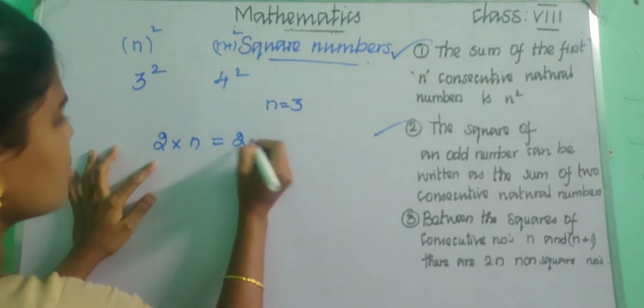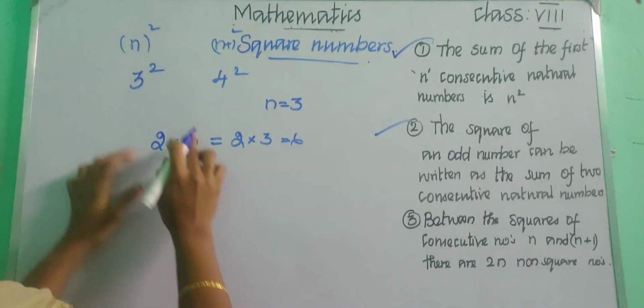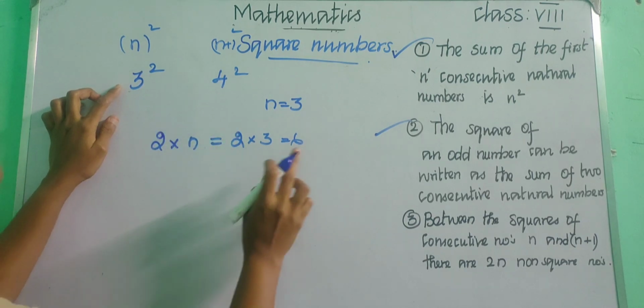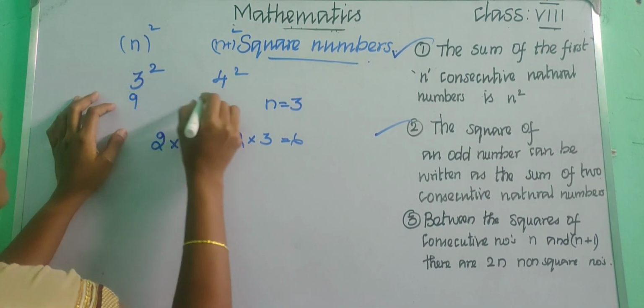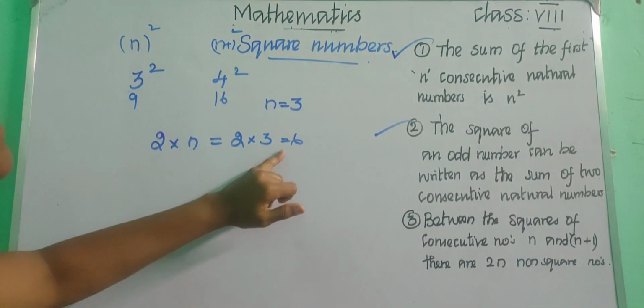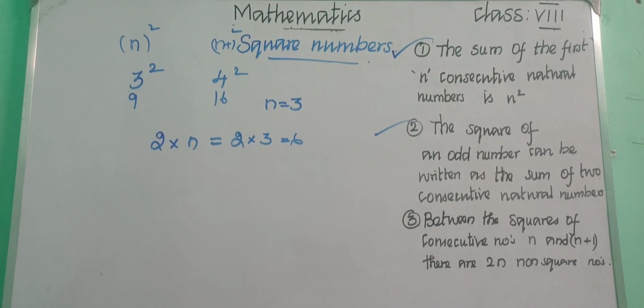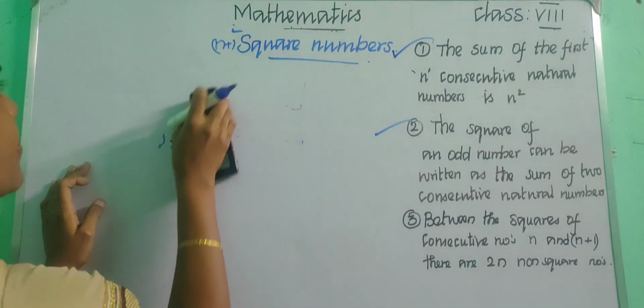What is n? 3. So 2 threes are 6. In between this 3 squared and 4 squared, we have 6 non-square numbers. 3 threes are 9, and in between 9 and 16, we have 6 non-square numbers. Okay, children, so let us try with 15 and 16.